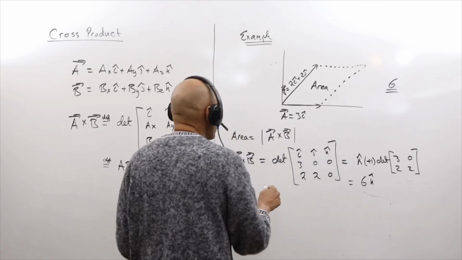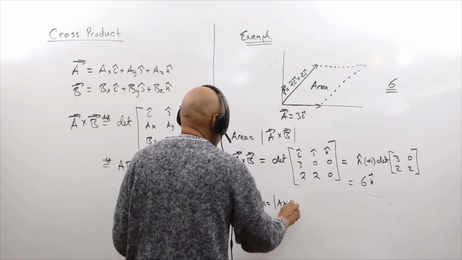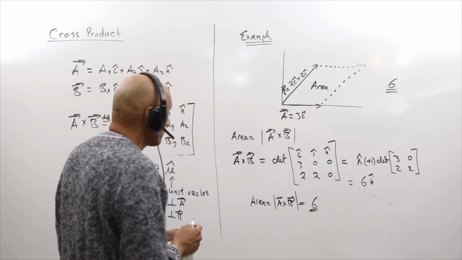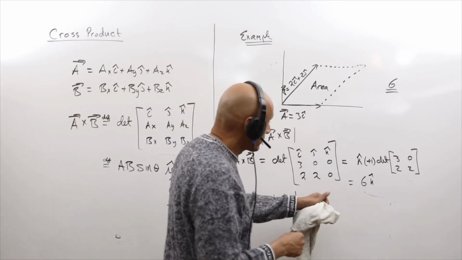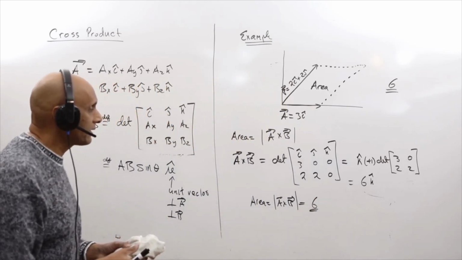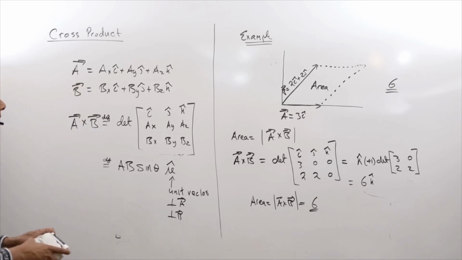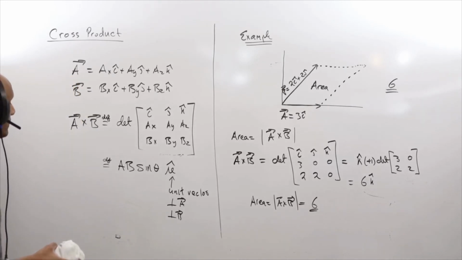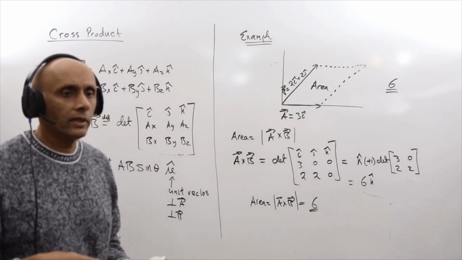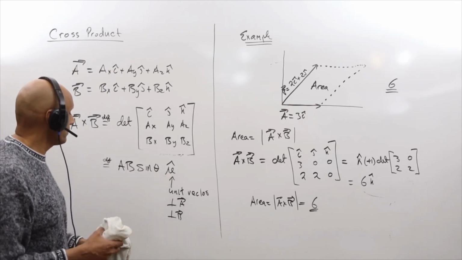And so the area is the magnitude of A cross B, which is equal to 6. If this were a vector that has several components, you just have to use Pythagoras' theorem and find the magnitude of the vector. That's the area. So I think you've understood the basic idea of a cross product, and I'll stop here. In the next video, I'll actually prove the statement that the magnitude of A cross B is AB sine theta, and show that it is perpendicular to both A and B generally.